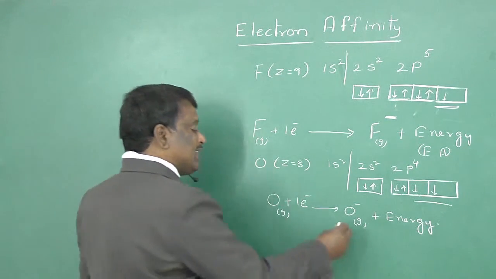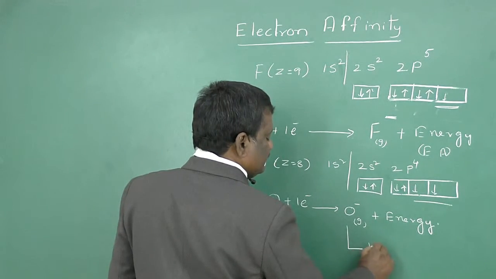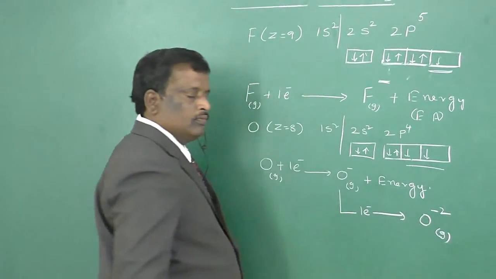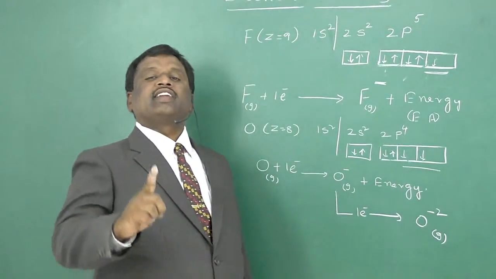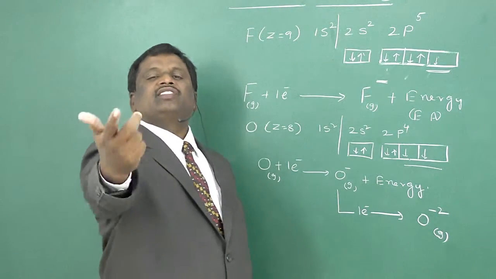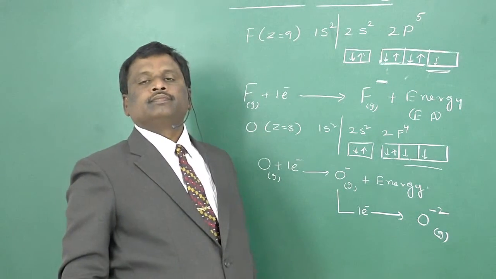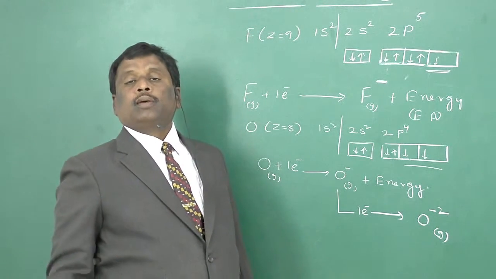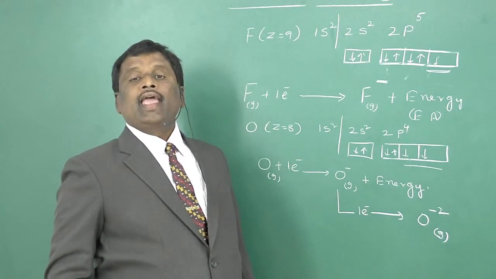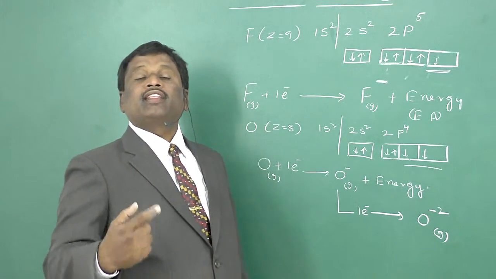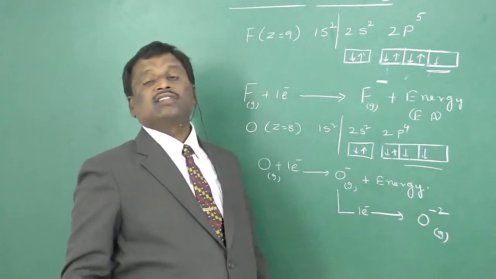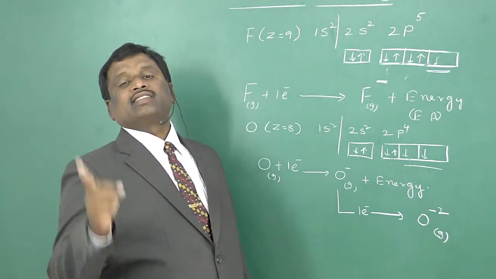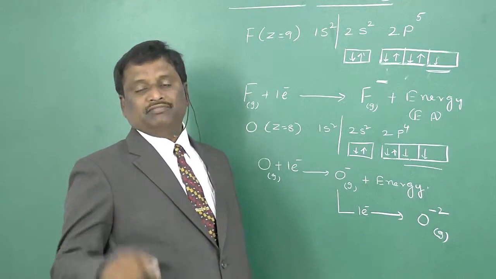So, while adding a second electron to the oxide ion to form O2 minus, in this case, instead of releasing energy, energy is absorbed. During the acceptance of a second electron by a uninegative ion, energy is absorbed rather than released, as in the first electron's case. Not only for oxygen, for any element, the second electron affinity values are negative.